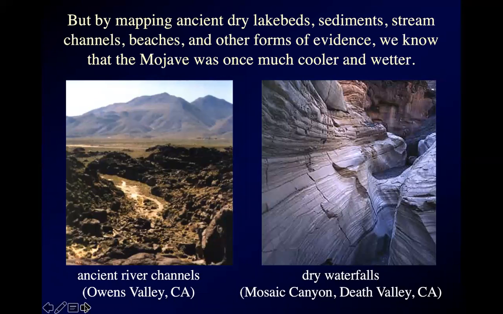And what you're looking at right there is a little chute carved by a waterfall. The problem is that there's no water there because Mosaic Canyon's in the middle of the desert. But evidently there used to be a lot more waterfall, because you can see these structures that look exactly like they were carved by flowing water. So you can map stream channels, you can map the beds of lakes that dried up many years ago. You can even find ancient beaches.